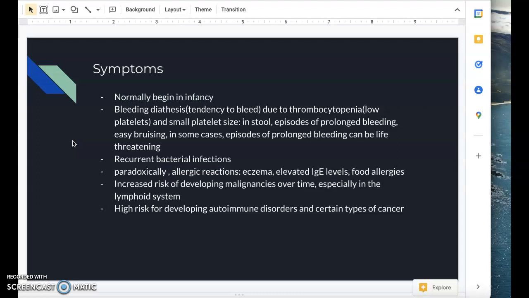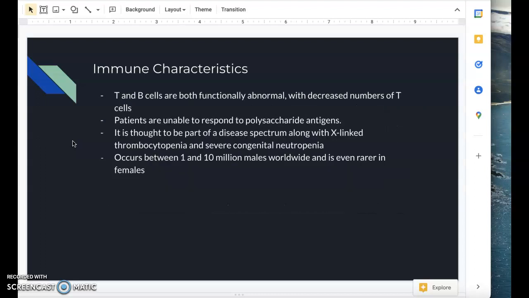They also have recurrent bacterial infections, again, because the body is not able to prevent those infections from entering the body. They can also have allergic reactions, such as of the skin, which is like eczema. They have elevated IgE levels, and they can have food allergies as well. The risk of developing malignancies does increase over time, especially within the lymphoid system, and they also are at high risk for developing autoimmune disorders and certain types of cancer later on in life.